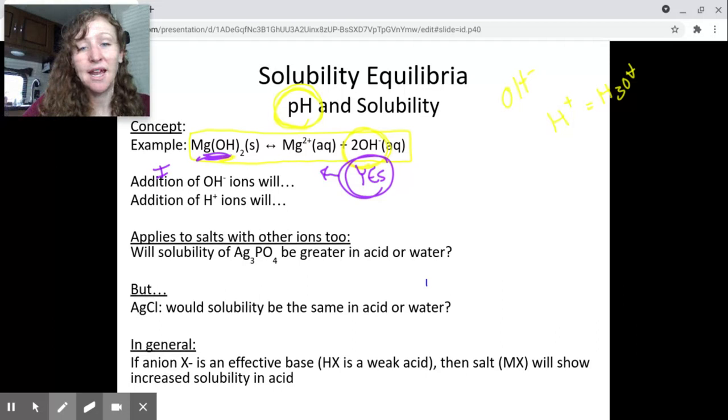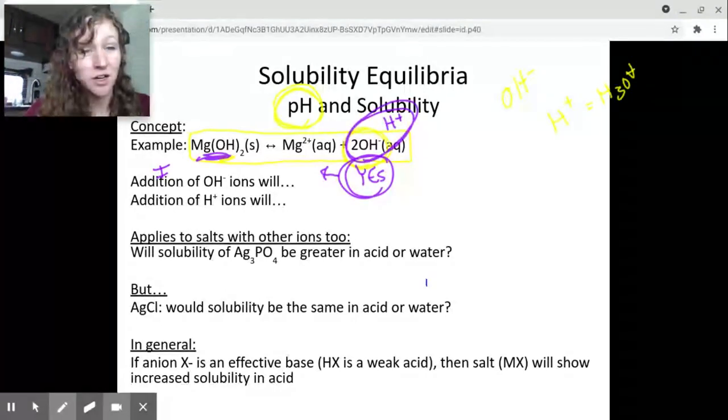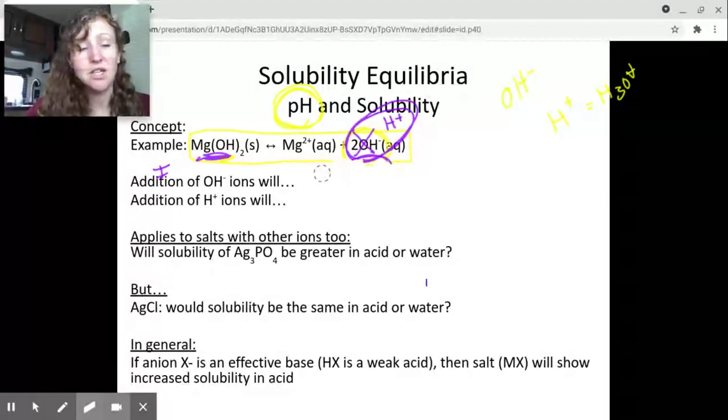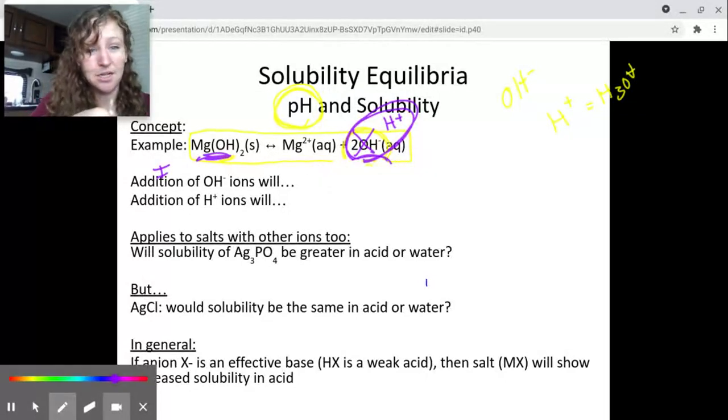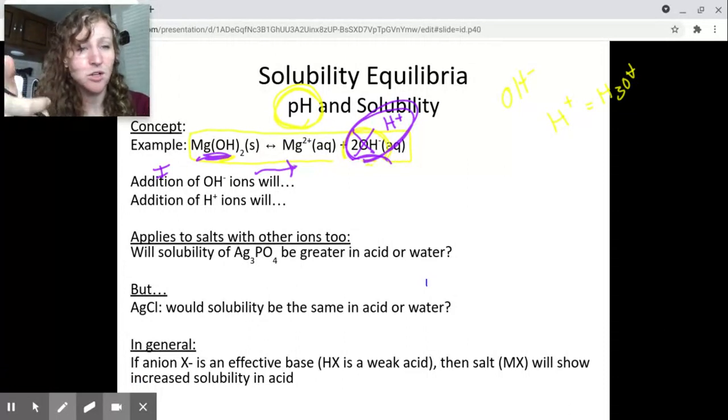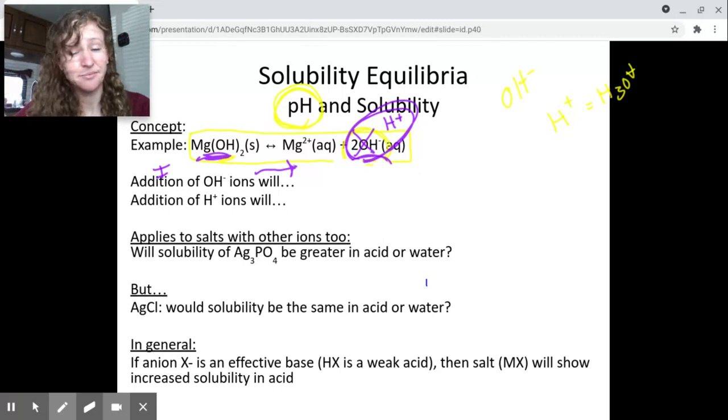Now we could flip this. What if I add an acid in here? That acid's going to react with hydroxide to form water and actually remove it from solution. In that case, my stressor is that hydroxide is disappearing. My system's going to shift to replace it, and more of my salt will dissolve. And so ions from acids and bases are going to act just like common ions, and you should be able to predict which way the equilibrium is going to go based on Le Chatelier's principle.